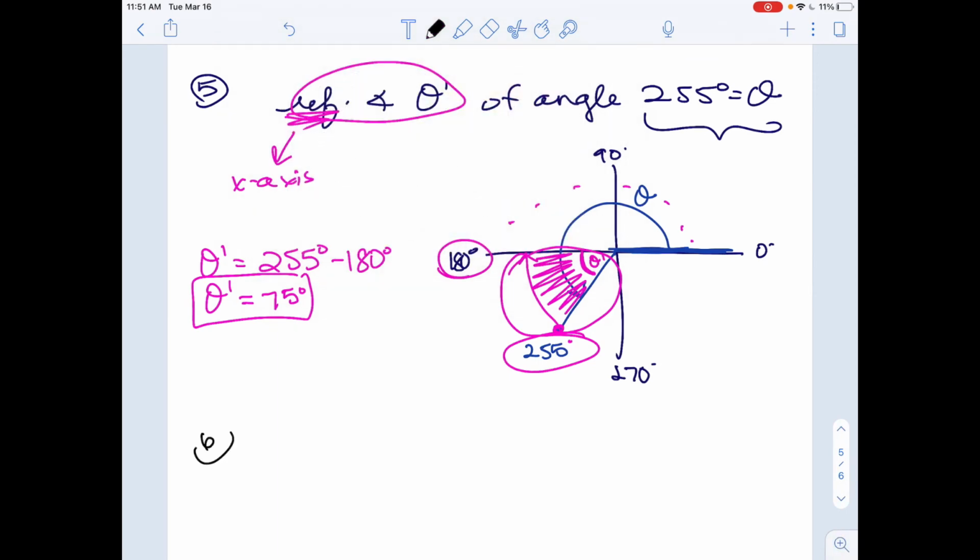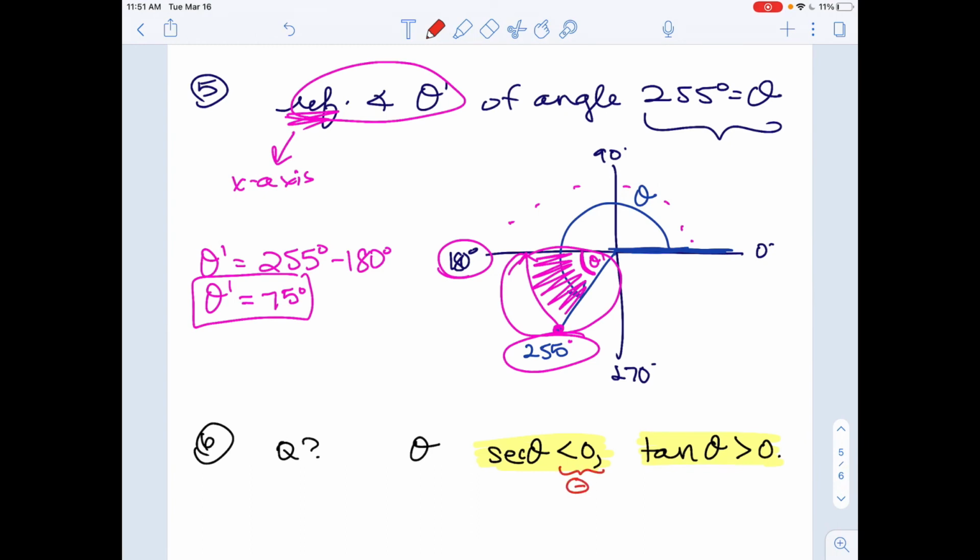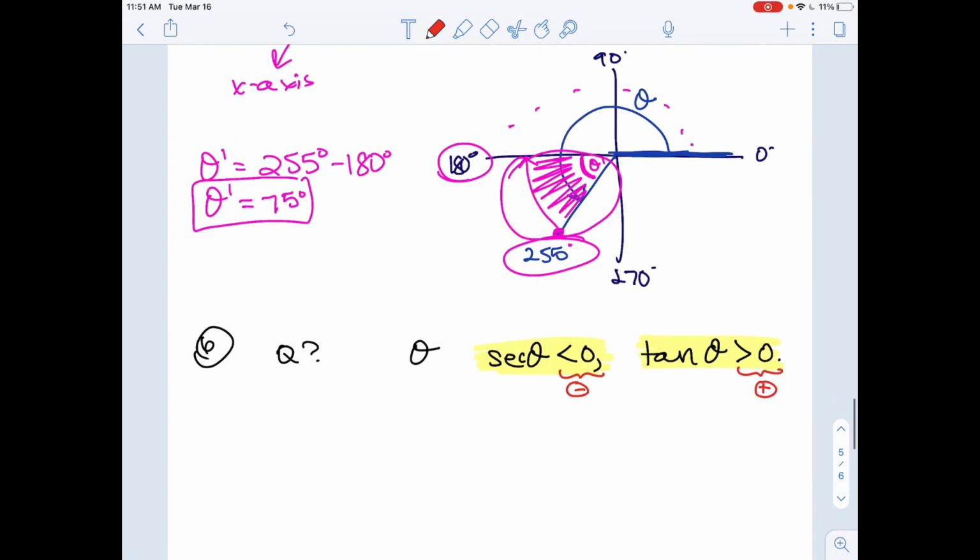All right, let's do number 6. Number 6 says determine the quadrant in which theta lies, where secant theta is less than 0, and tangent theta is greater than 0. So just keep in mind here, they've given us 2 hints. They've told us that secant theta is less than 0 and tangent theta is greater than 0. Just keep in mind, this less than 0, greater than 0 business just tells me that this is going to be negative and this is going to be positive. So what they're saying is some angle where secant is negative and tangent is positive.